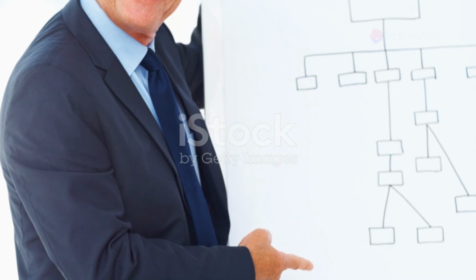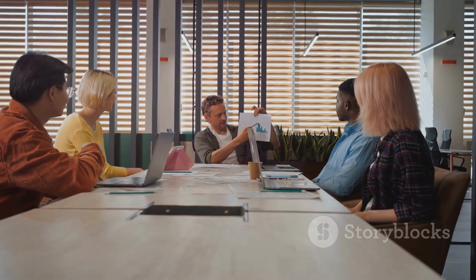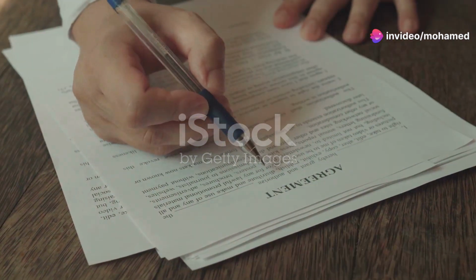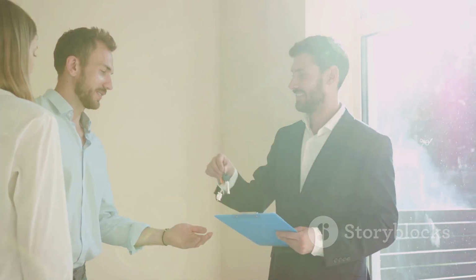IFRS 15's 5-step model takes the guesswork out of revenue recognition. Let's break it down with some simple examples. Step 1. Identify the contract with a customer. This seems obvious, right? But not all arrangements qualify. There must be enforceable rights and obligations. Think of signing a lease for an apartment.